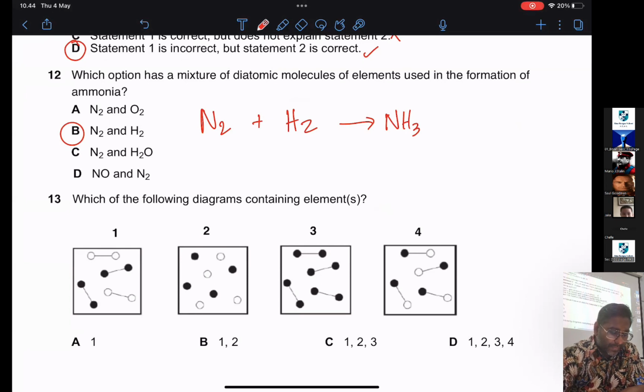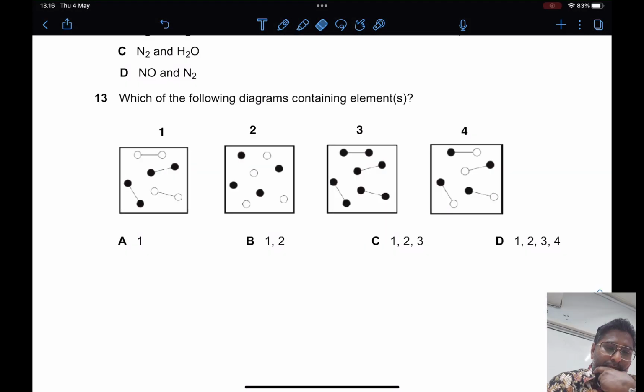Next question. Which option has a mixture of diatomic molecules of elements used in the formation of ammonia? So to form ammonia, ammonia is NH3, it is formed from something that contains nitrogen and something that contains hydrogen atom, but they are formed from diatomic molecules, they already mentioned. So ammonia is formed from nitrogen N2, nitrogen gas. Okay. So let's continue with question 13.